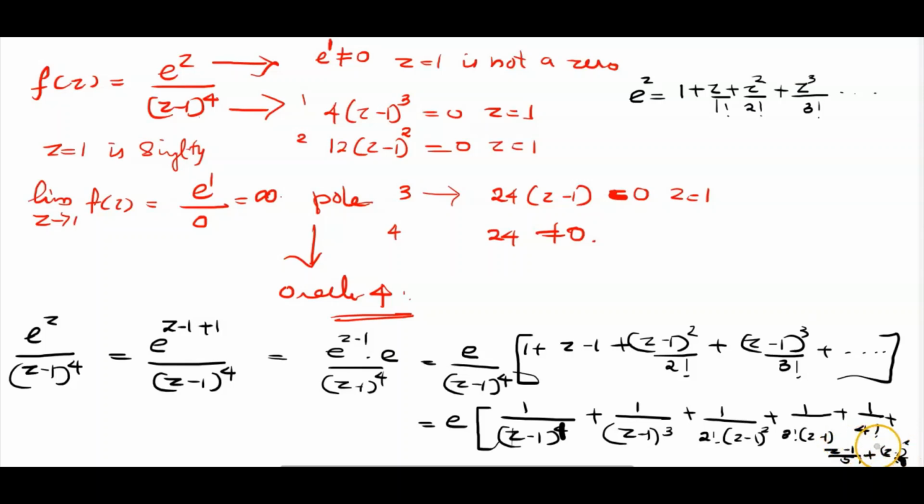So the negative powers of (z minus 1): let's find the negative powers 1, 2, 3, 4. So z is equal to 1 is a pole of order 4. Then we get it here. So z equal to 1 is a pole of order 4, clearly from the Laurent series expansion also.